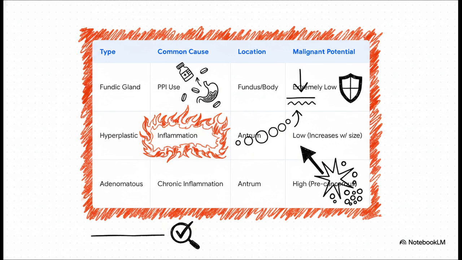On one hand, you have Fundic gland polyps, mostly tied to PPI use, with almost zero cancer risk. Then you have the 2 types that are driven by inflammation. The hyperplastic ones, which are a low-risk, overhealing response, and the adenomatous ones, which represent a high-risk, precancerous change. This table just lays out those critical differences perfectly.